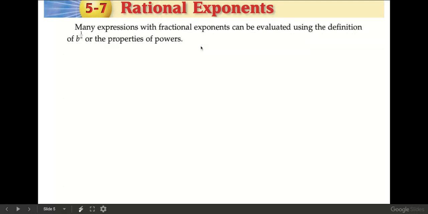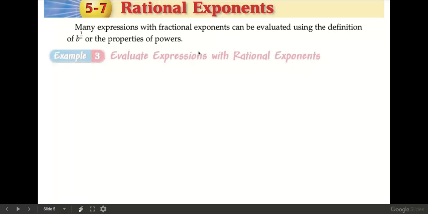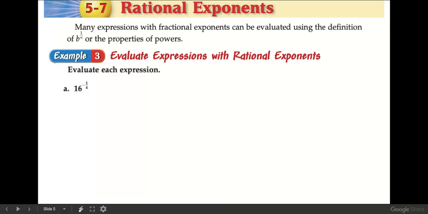Many expressions with fractional exponents can be evaluated using the definition of b to the 1/n, or the properties of powers. So let's look at some examples where we're going to evaluate expressions with rational exponents. 16 to the negative 1/4 power. I'm going to show you two different methods. Let's look at method number 1. Remember that a negative exponent gives the reciprocal. So it's actually 1 over 16 to the positive 1/4 power. That's what that negative exponent does.